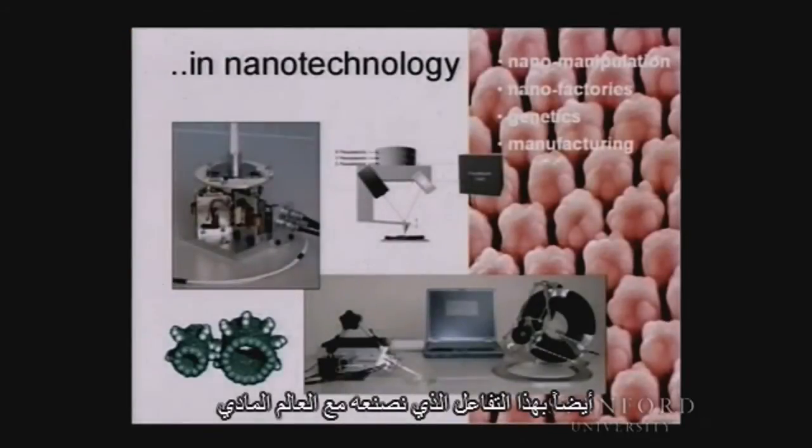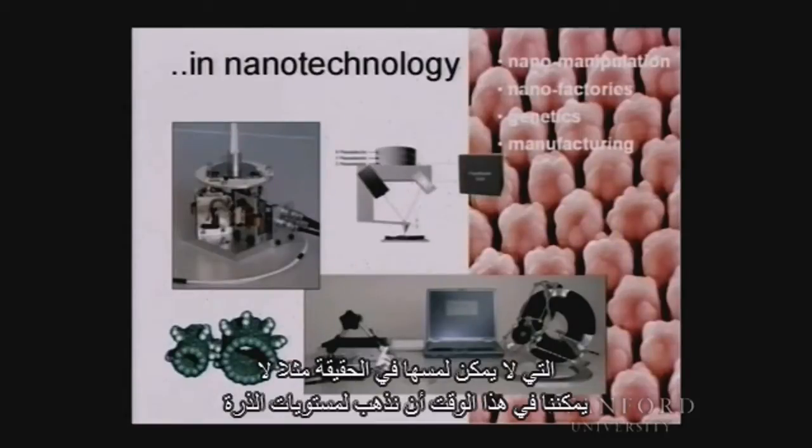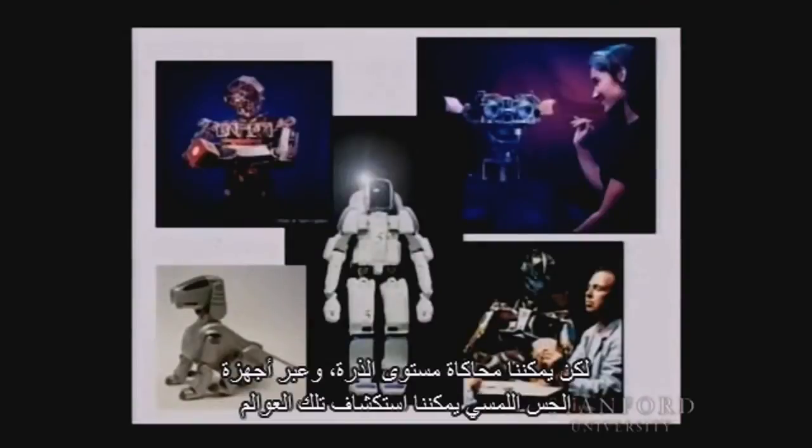Also, with this interaction that we are creating with the physical world, we are going to be able to use haptic devices to explore physical worlds that cannot be touched in reality. That is, we cannot, for instance, go to the atom level, but we can simulate the atom level, and through haptic devices we can explore those worlds.